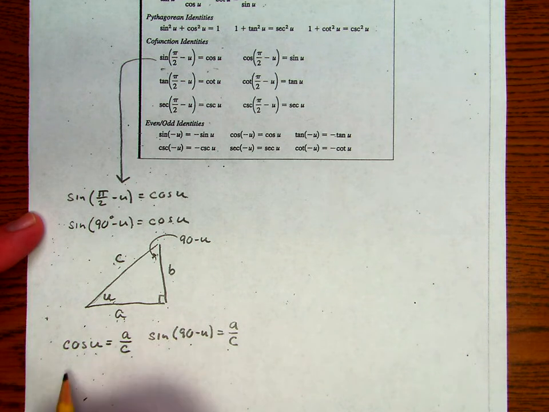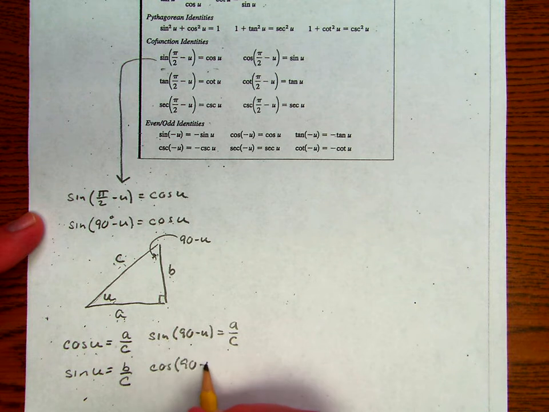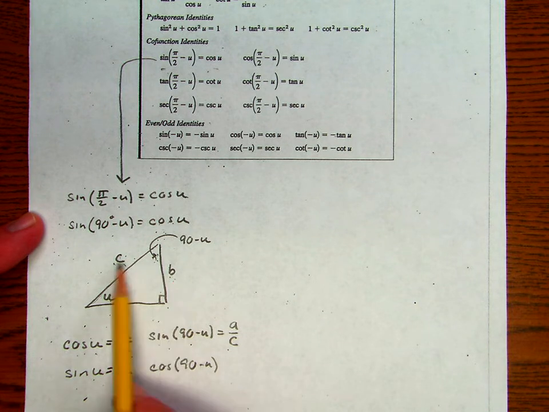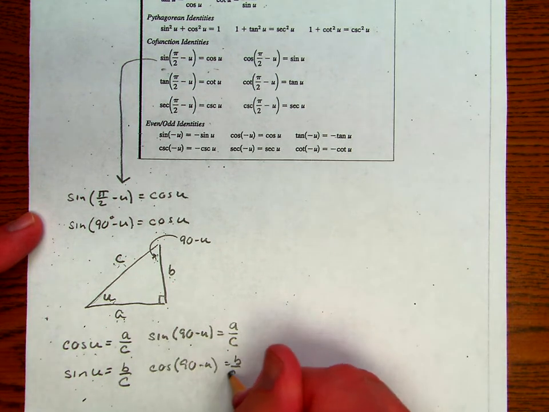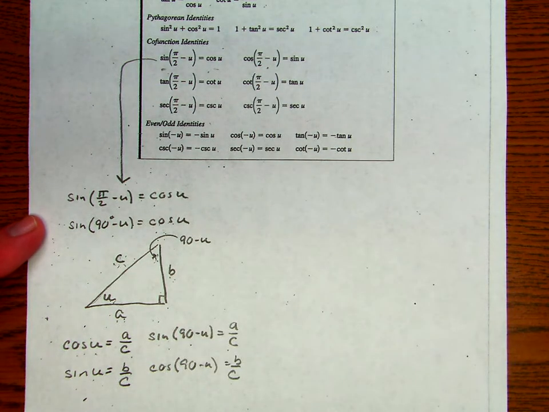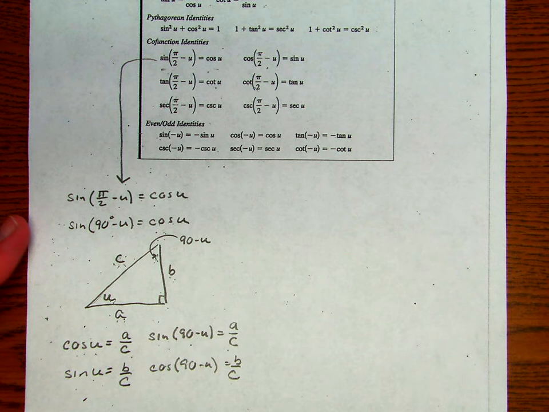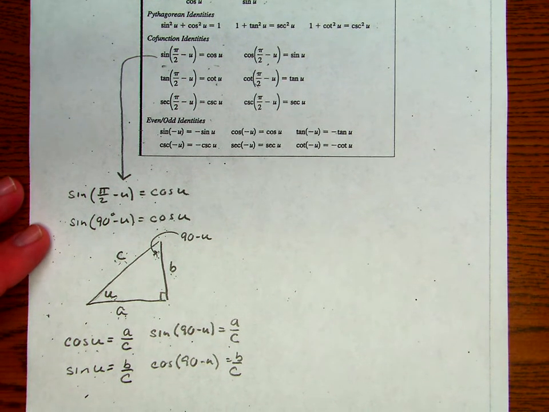We could also do the sine of u. That would be B over C. The cosine of 90 minus u. That would also be B over C. And that illustrates this one right here. And you could do 4 more of those to illustrate the other 4. So one way to address the cofunction identities is going back to one of our first days of trig class, just working off of a simple right triangle.